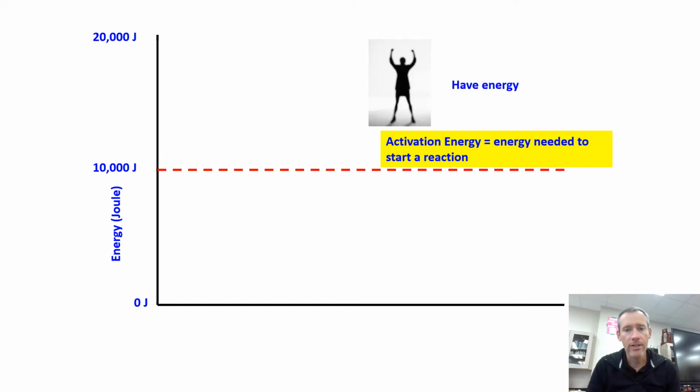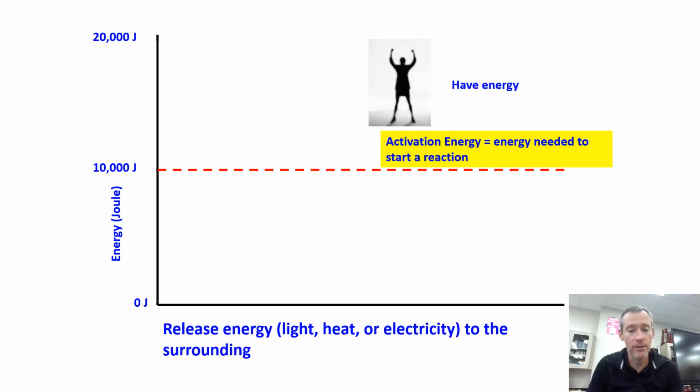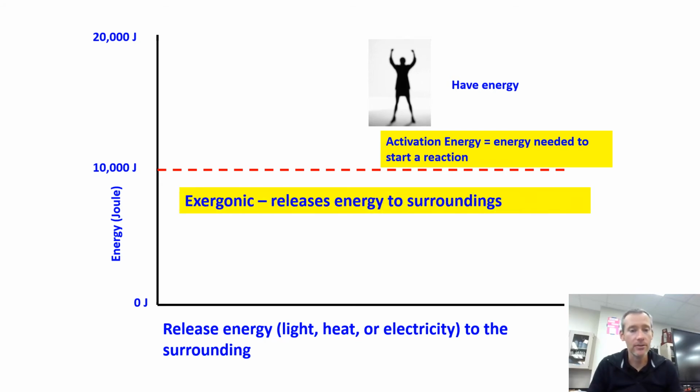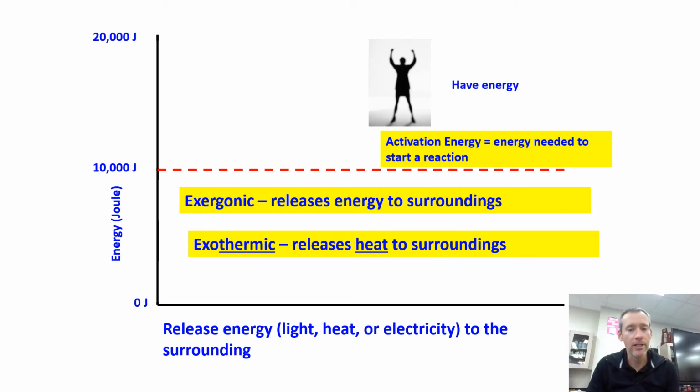The second type of reaction releases heat or electricity, and that's called exergonic. Again, it releases energy to the surroundings, and an exothermic reaction releases that heat to the surroundings. So, for example, a car engine produces energy, and that energy creates heat. That's why the car hood gets hot over time, because it's releasing that heat. Think of exo as exit, so exiting the reaction to the surroundings.